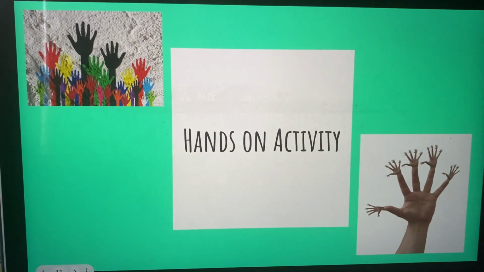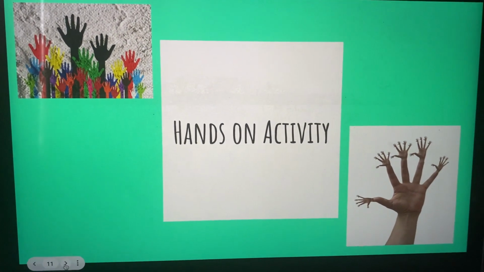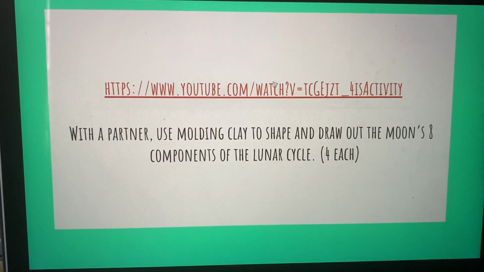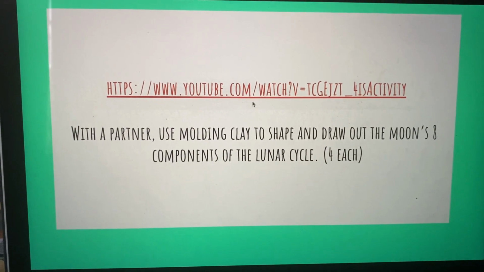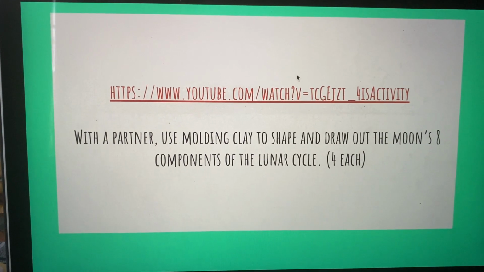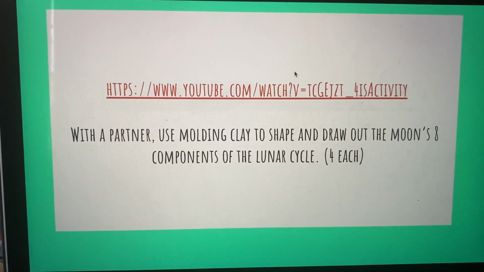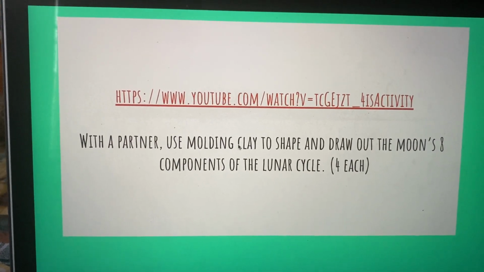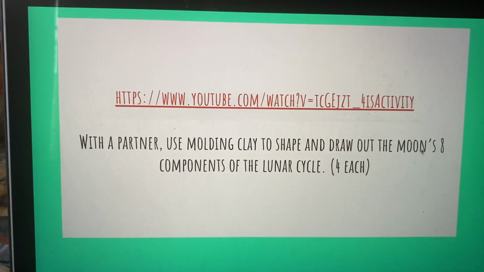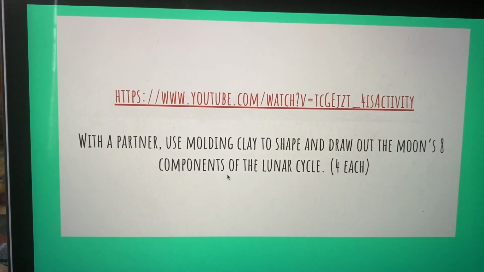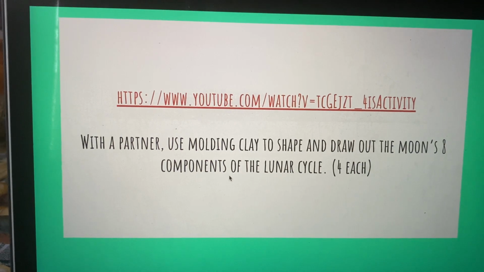Well, let's get to our hands-on activity then. We'll go ahead and watch the short clip of this YouTube video here that basically just goes over what causes the tides and the connection with the moon. After you watch this, we'll go ahead with a partner and use molding clay to shape and draw out the moon's 8 components of the lunar cycle. So that'll be four phases that you will each be required to draw out.